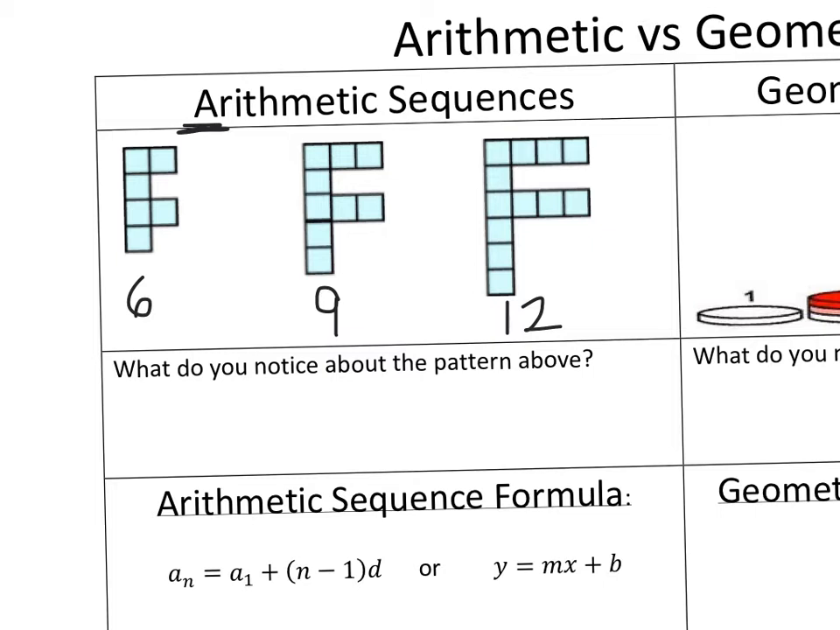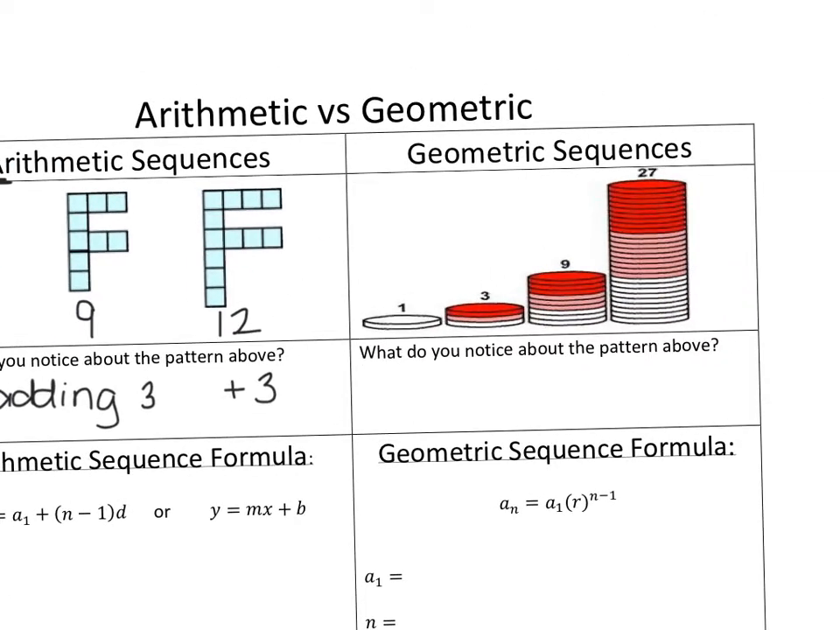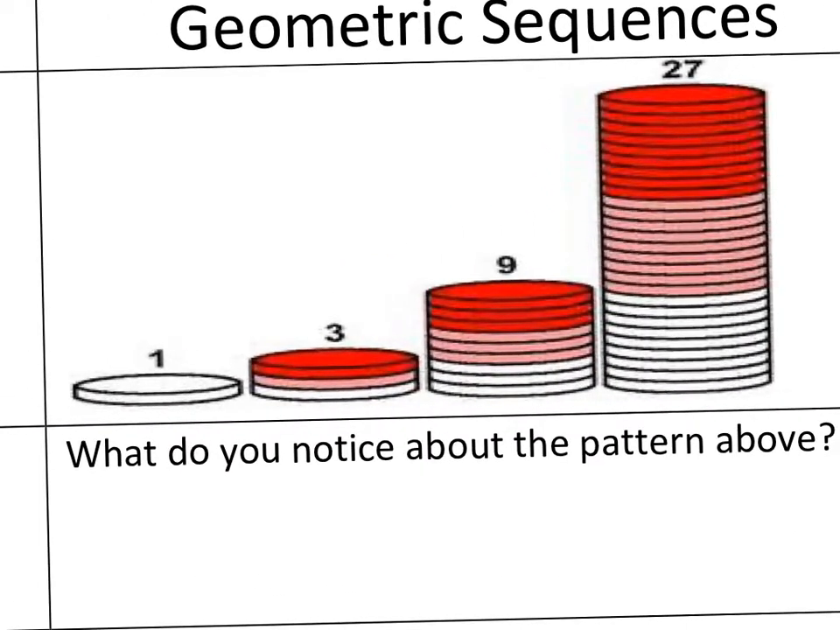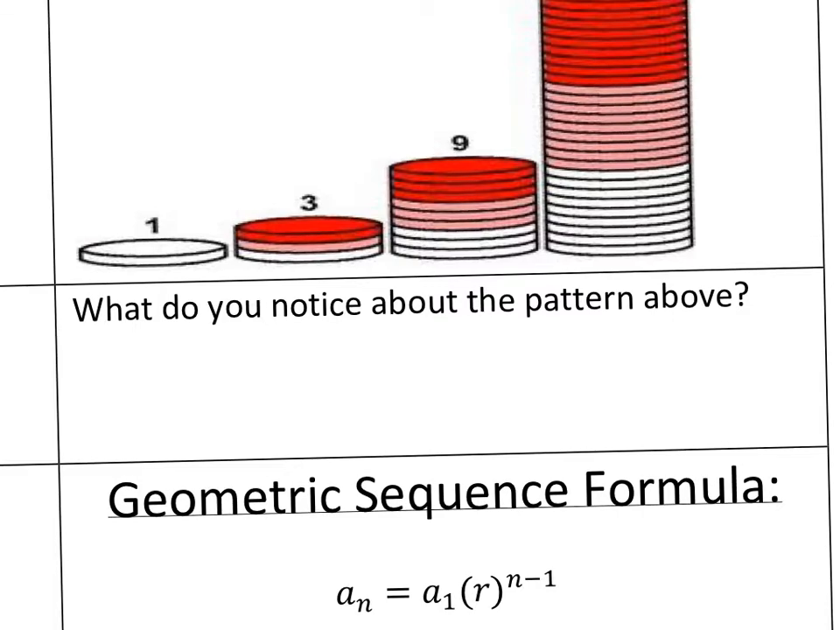So what do I notice about the pattern above? It's adding 3 each time. So it would give me a plus 3. Okay? So now let's go over here and take a look at the geometric. The first, there is 1 coin, and then there's 3 coins, there's 9 coins. So this is clearly not adding the same number every time. This is multiplying by 3 every time.